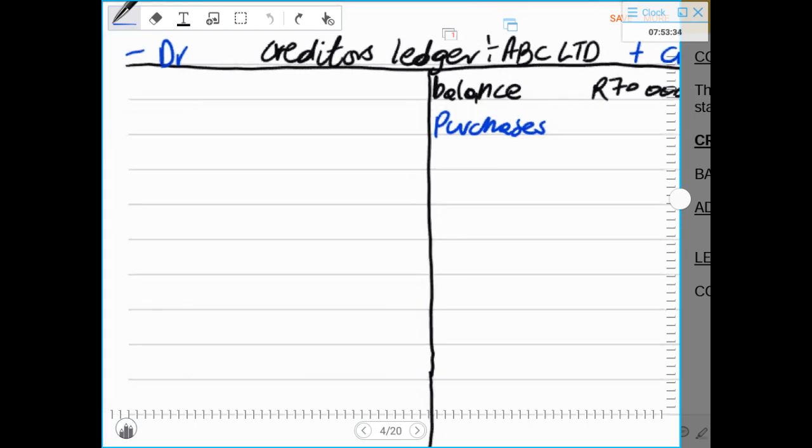And secondly, another item that will affect our creditors ledger account is inventory returned. Meaning if we return inventory, that will be recorded on the debit side, indicating that our creditor will be decreasing by the value of the inventory that we have returned back to them.